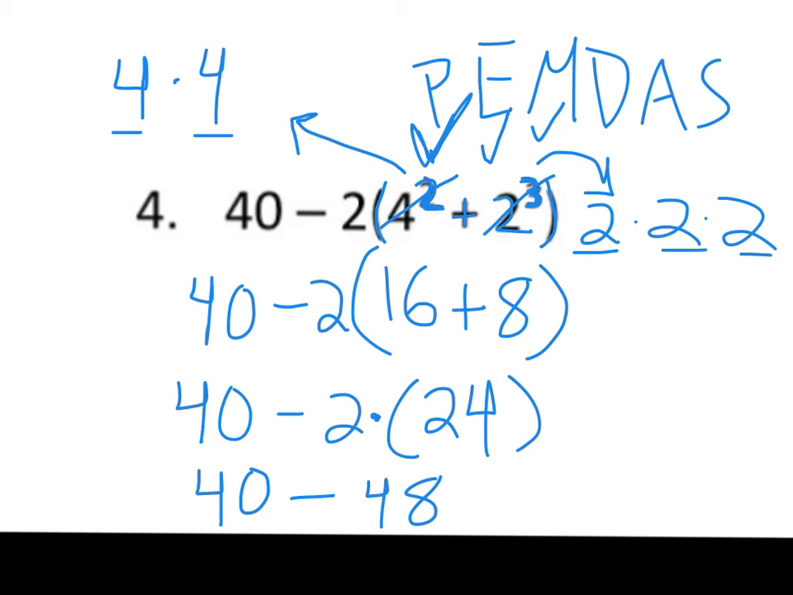Now we have 40 minus 48. If you have $40 and you want to buy something for $48, you're going to use a credit card. You're in debt. You do not have that money. So that's a bad thing. That's why it's negative. How much do you owe? How much are you in debt? $8.